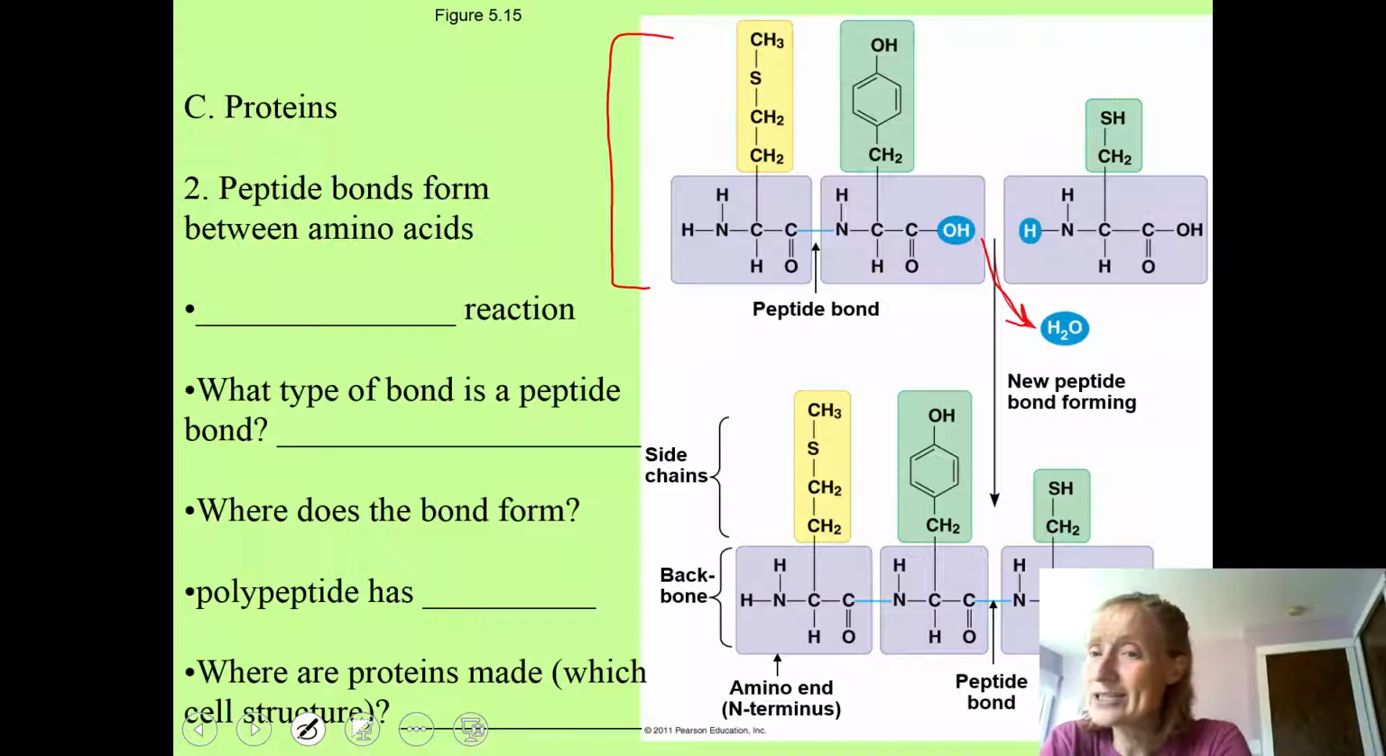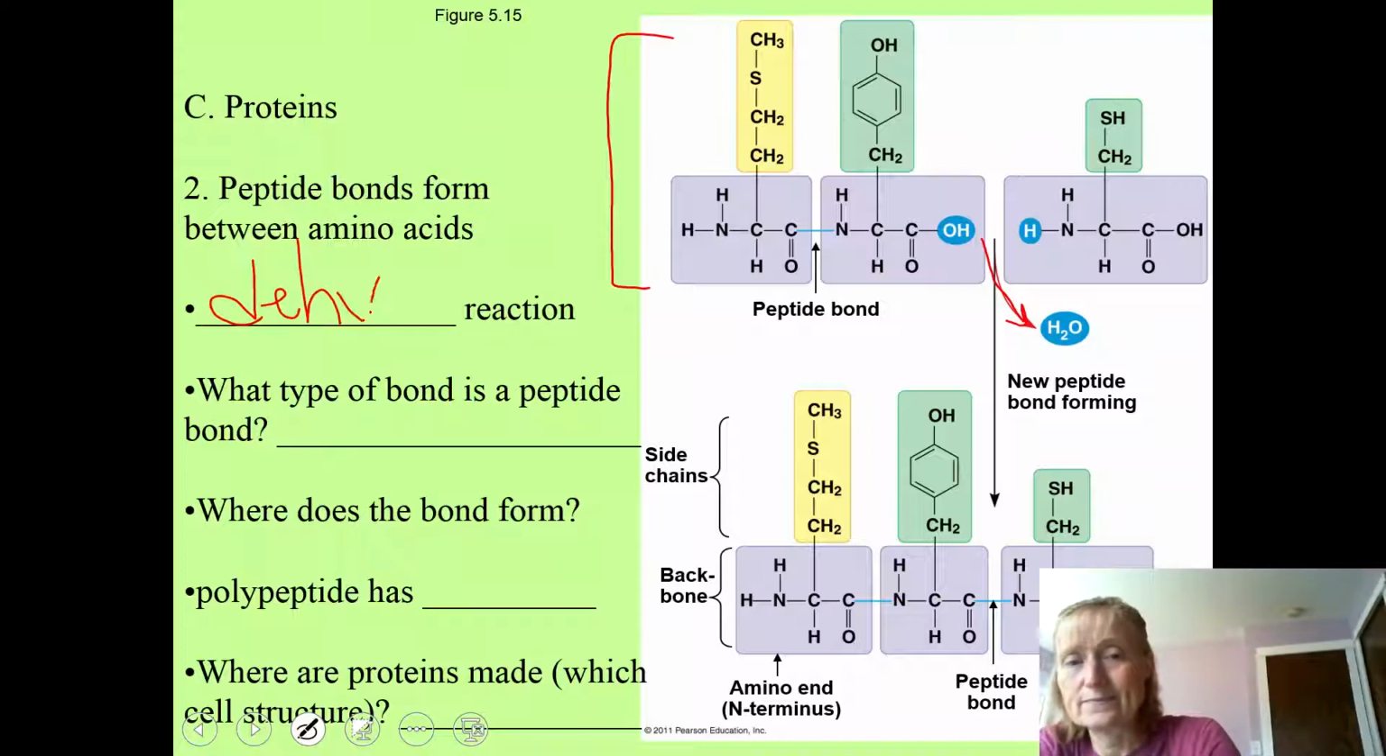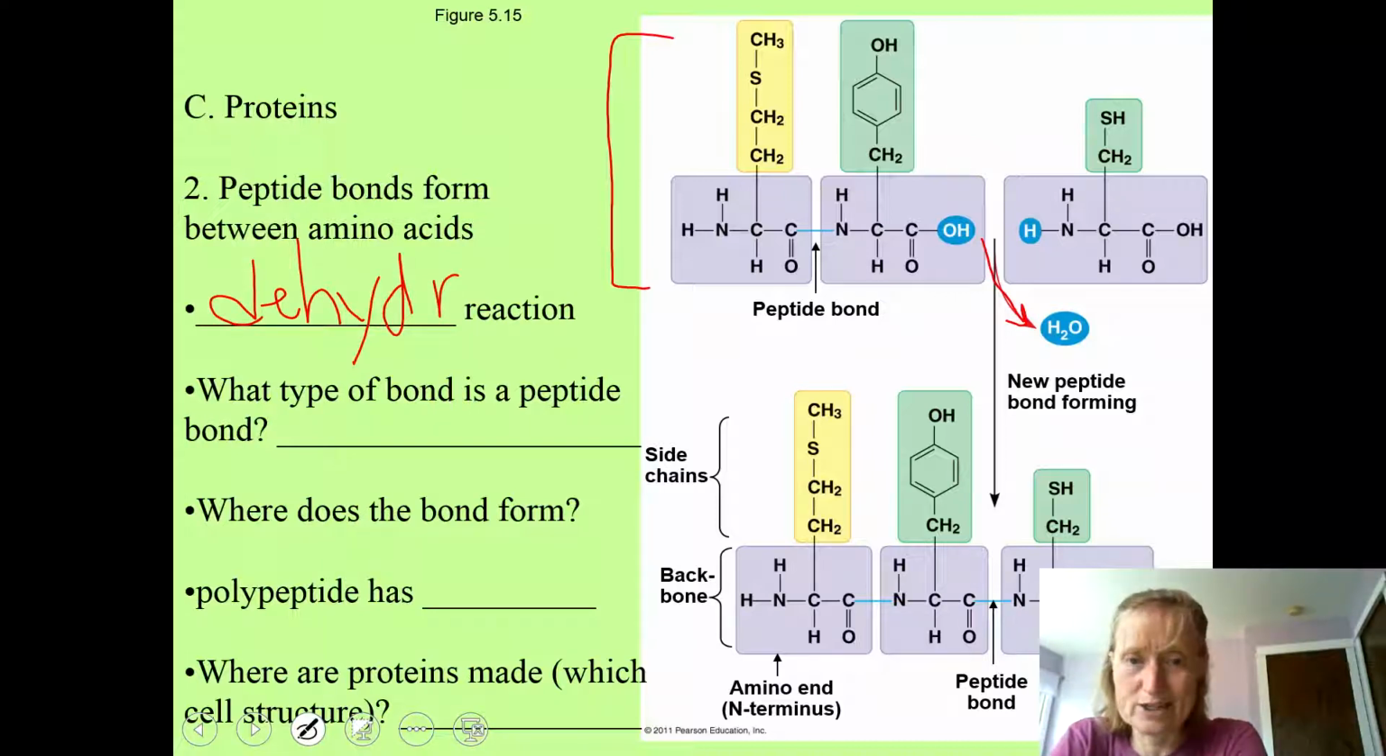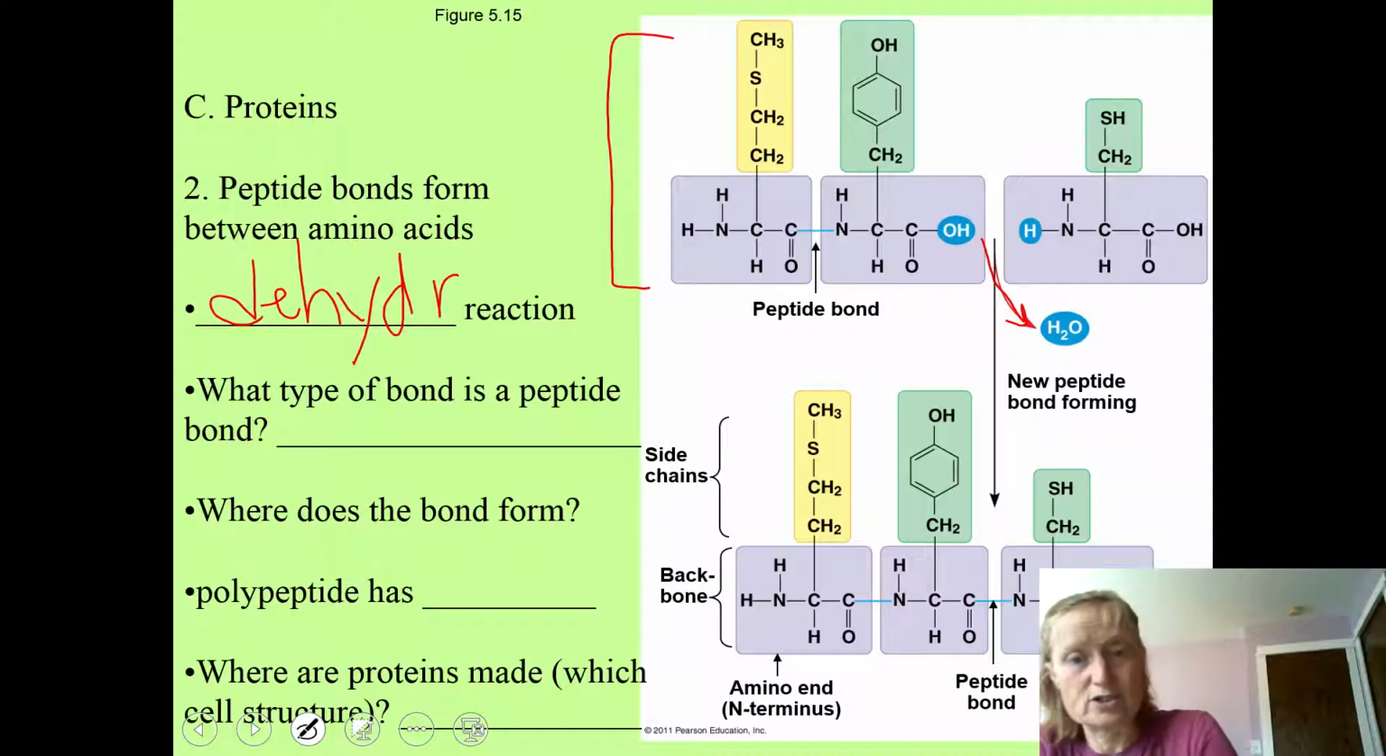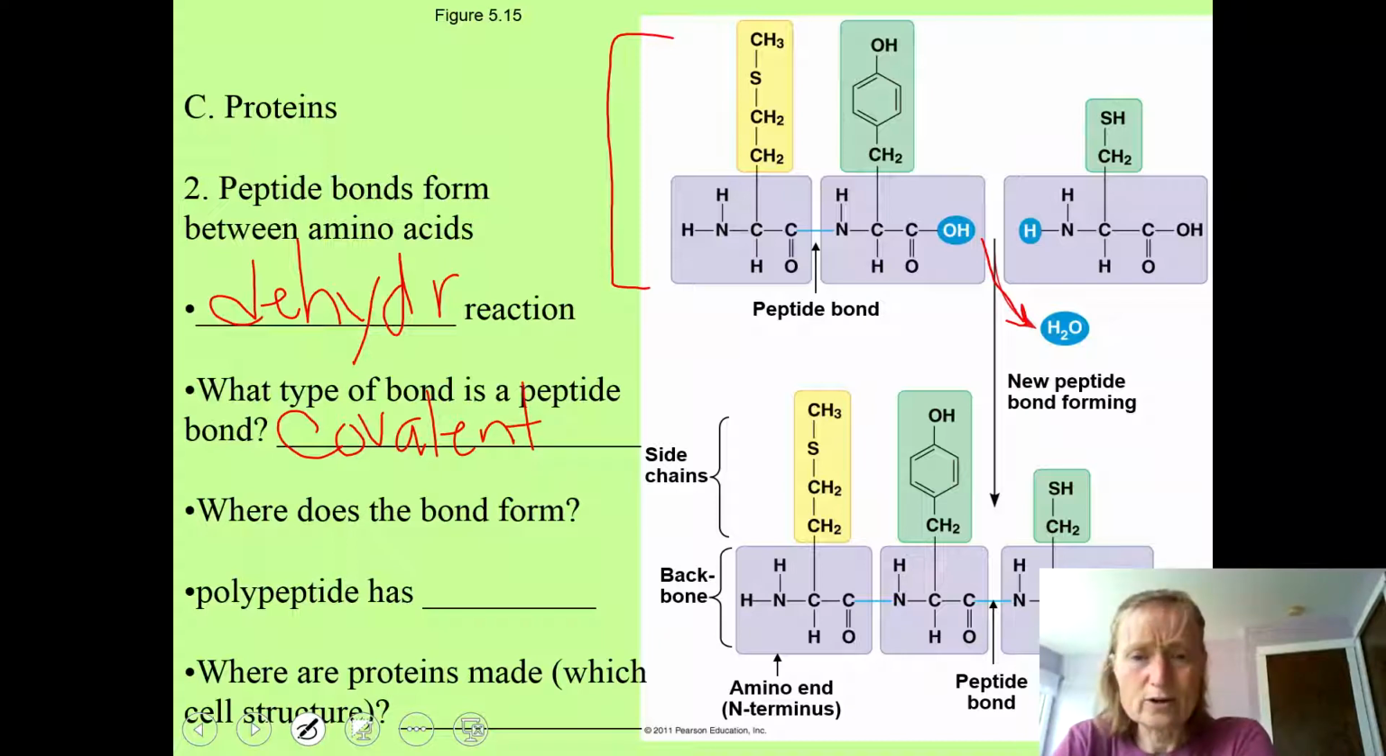What kind of reaction is that? You can finish it. A dehydration reaction, right? What type of bond is this peptide bond that forms? Well, it's a covalent bond, just like these other ones that we've been looking at. It's strong. Okay? Where does the bond form? Well, it always forms in the same spot.